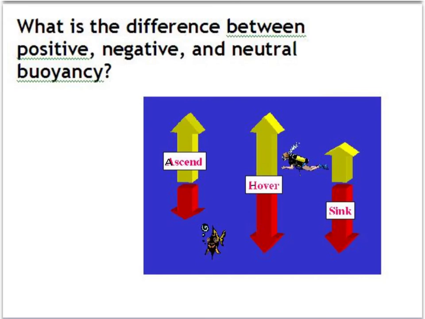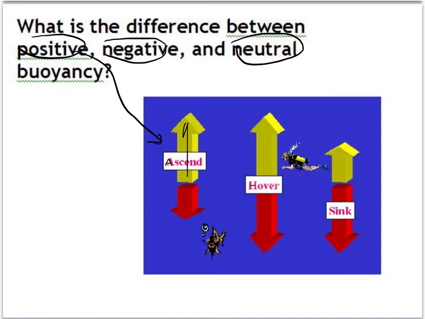So there are 3 different types of buoyancy. There's positive buoyancy, negative buoyancy, and neutral buoyancy. Take a look at the size of these arrows. Where it's positively buoyant, the buoyant force, which represents the upward arrow, is going to be larger than the gravity arrow, which is pointing down, which is going to be smaller.